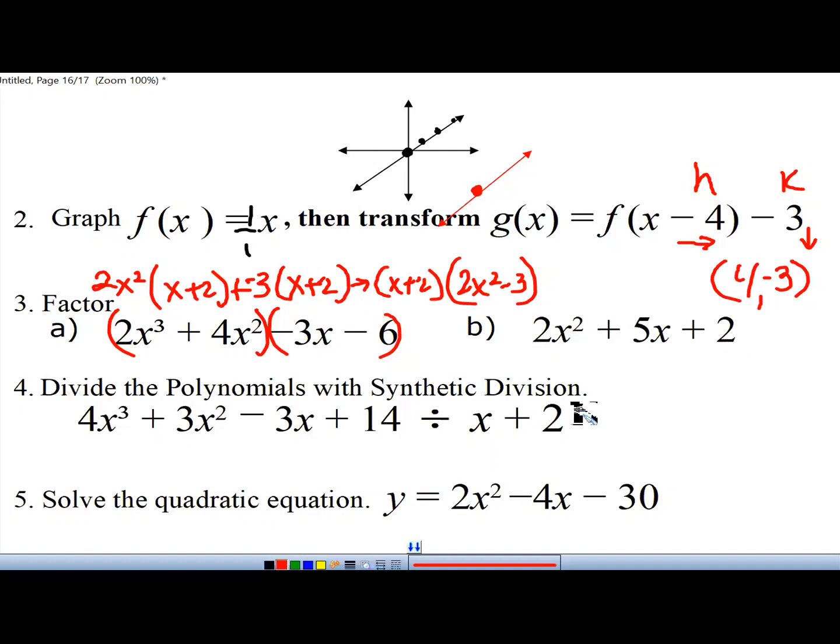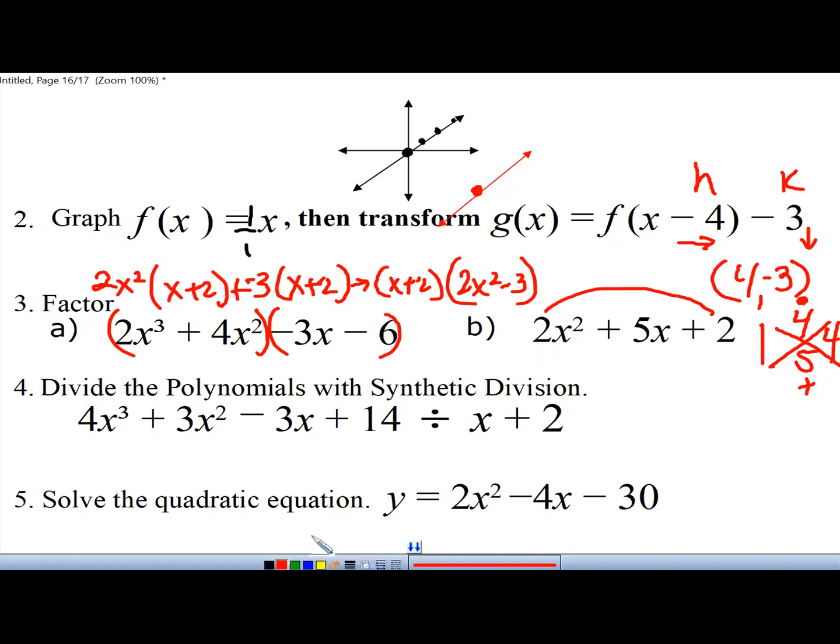Is there a GCF? No. So that means I can factor this using grouping. 2 times 2, that's +4. It goes above, 5 below. Factors of 4 that add up to 5. Well, it's 1 times 4. 1 times 4 is 4. 1 plus 4 is 5.